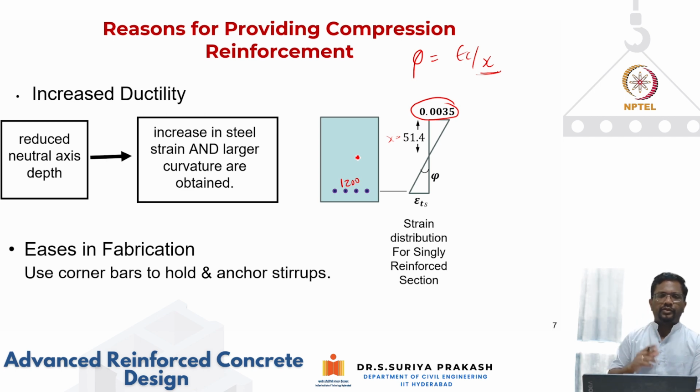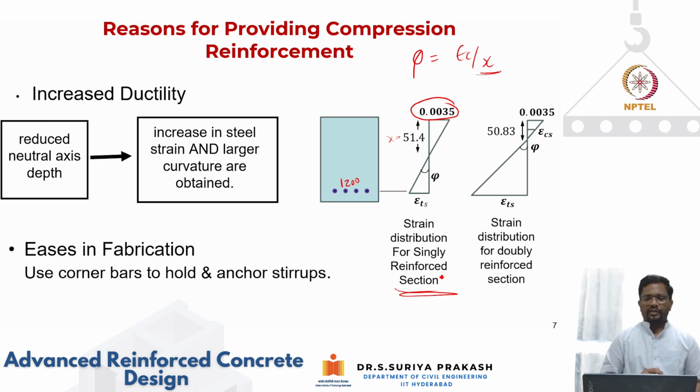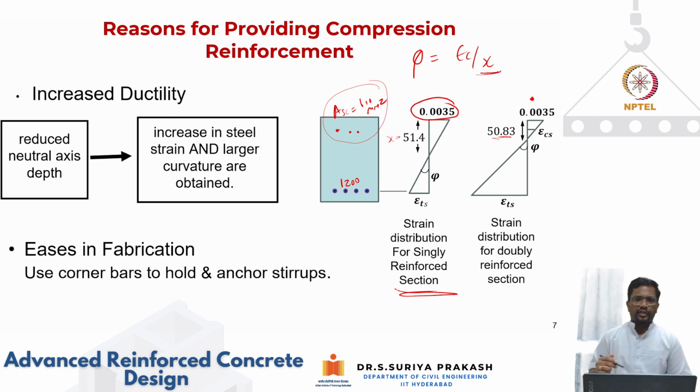If you remember the values, we got about 68 point something into 10 to the power of minus 6. Okay, so this is the strain distribution for a singly reinforced section. Now for the same section, if I put some compression steel, let's say ASC equal to 600 mm square, though it is a small amount of steel, you see that for the same strain of 0.0035, now I need a neutral axis depth of 50.83.